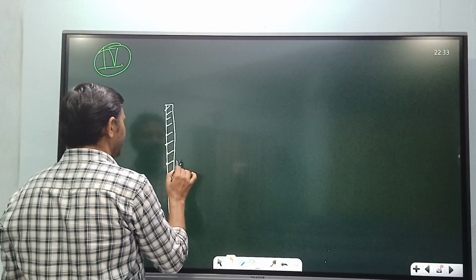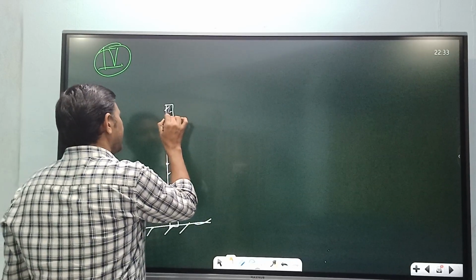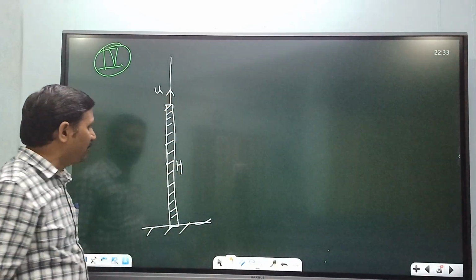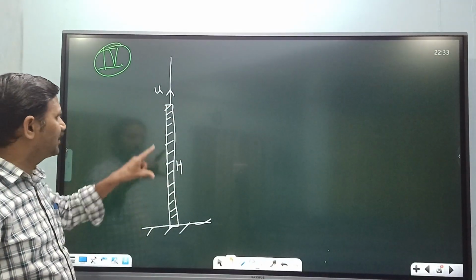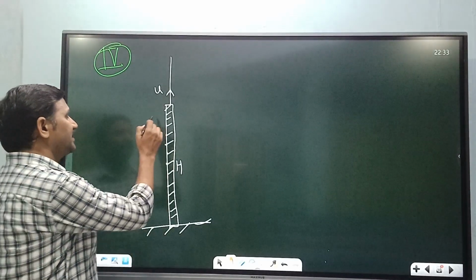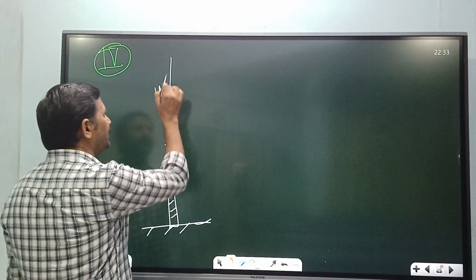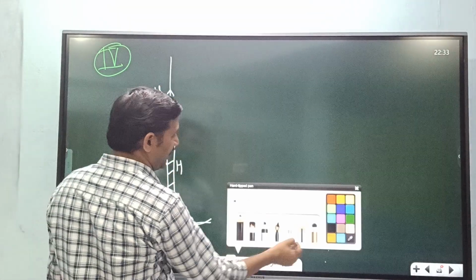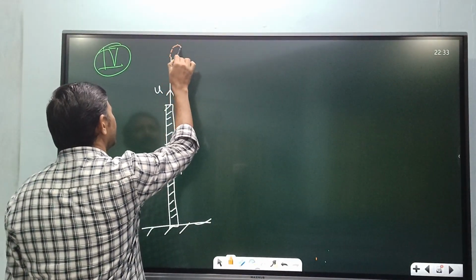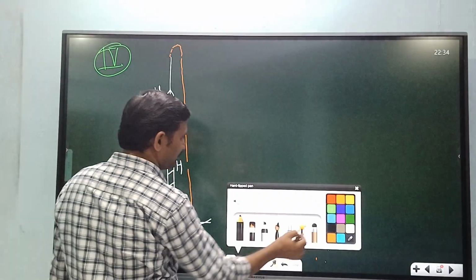This is a tower of height h. Then the velocity of the body is given like this. This is the vertical position from the top of a tower, and this vertical velocity is given at the top of the tower. Now this is the path of the body.